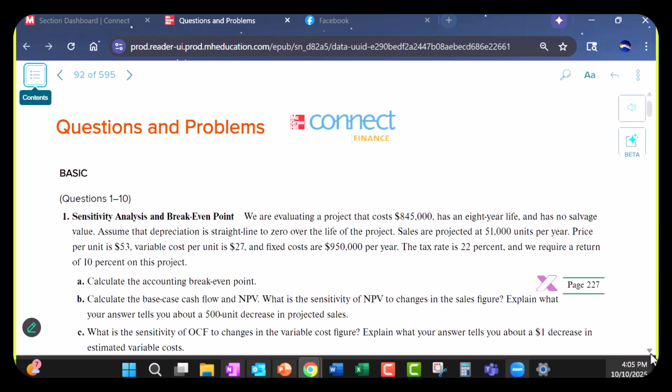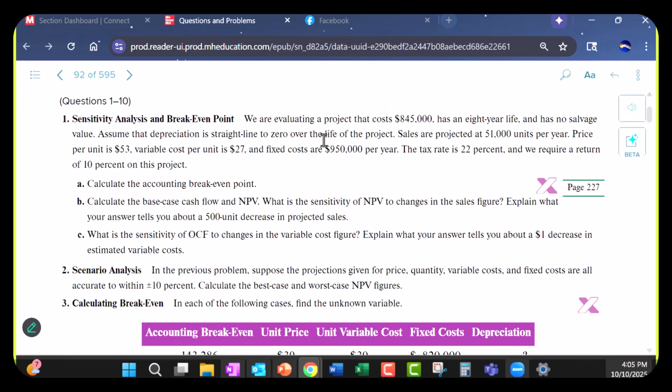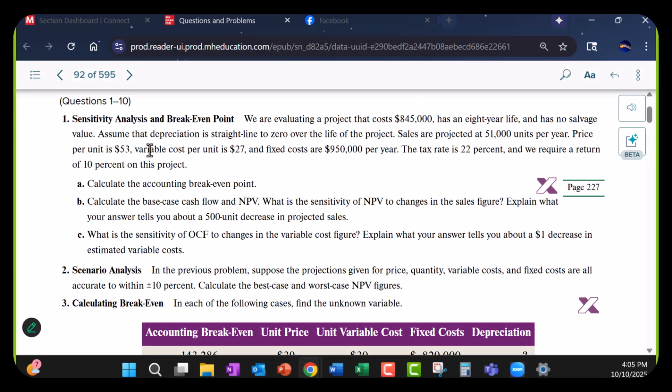As to this problem, we are evaluating a project that costs 845,000, has an 8-year life, and has no salvage value. Assume that depreciation is straight line to zero over the life of the project. Sales are projected at 51,000 units per year. Price per unit is 53. Variable cost per unit is 27, and fixed costs are 950,000 a year. Tax rate is 22, and we require a return of 10% on this project.